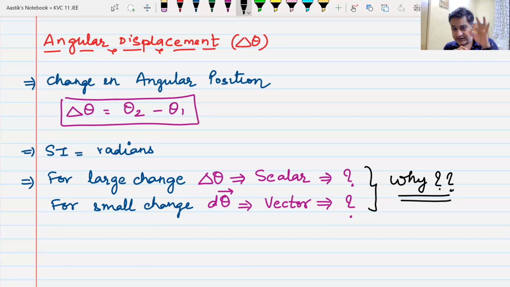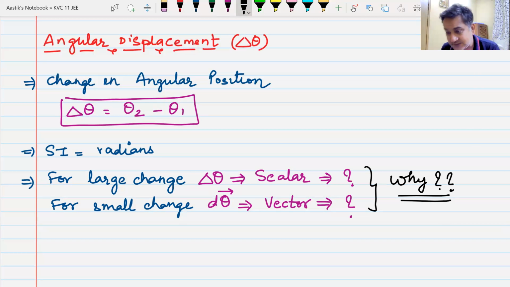But let me understand, theta is always a scalar. There is no doubt about theta. Theta is a scalar. Delta theta is a scalar also. D theta is a vector. So far, so good. Do we understand this?